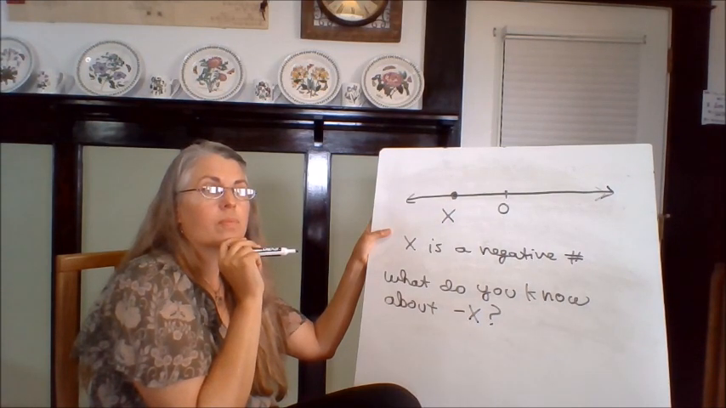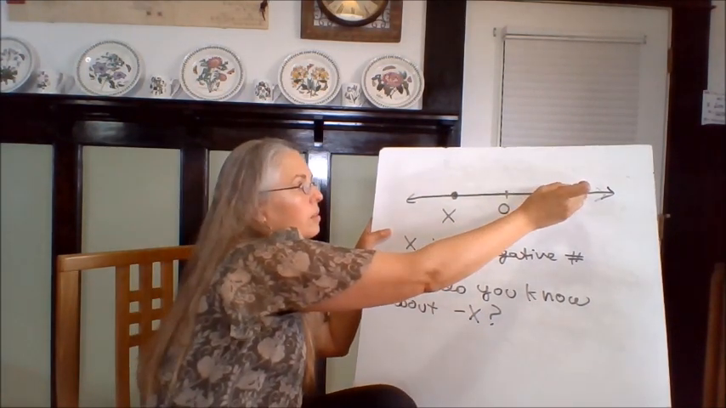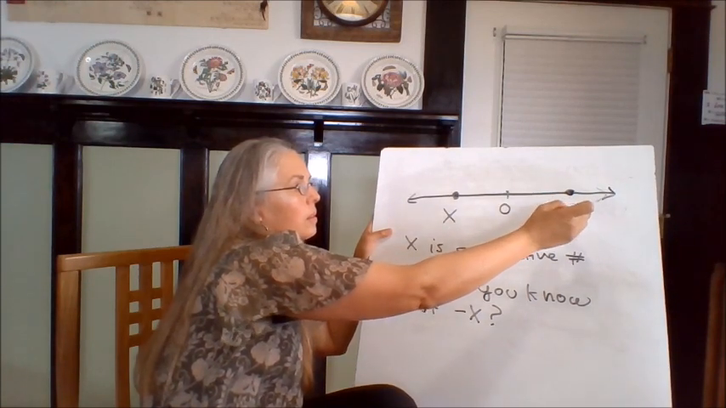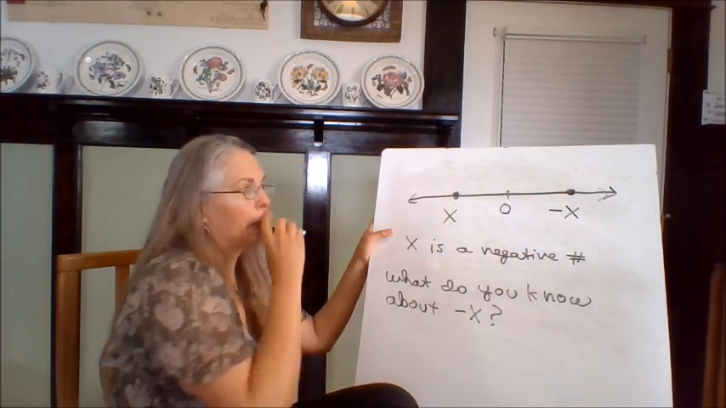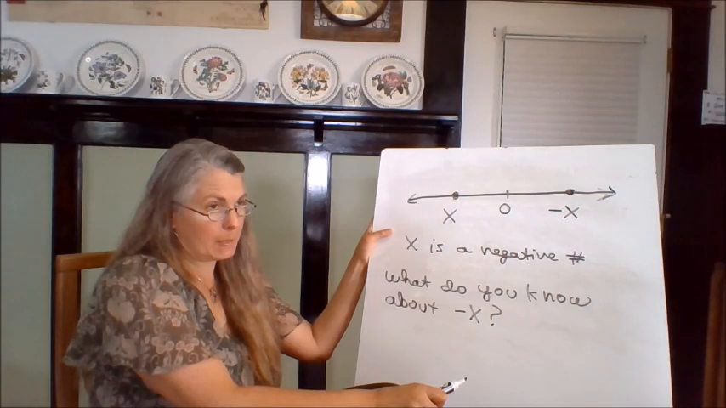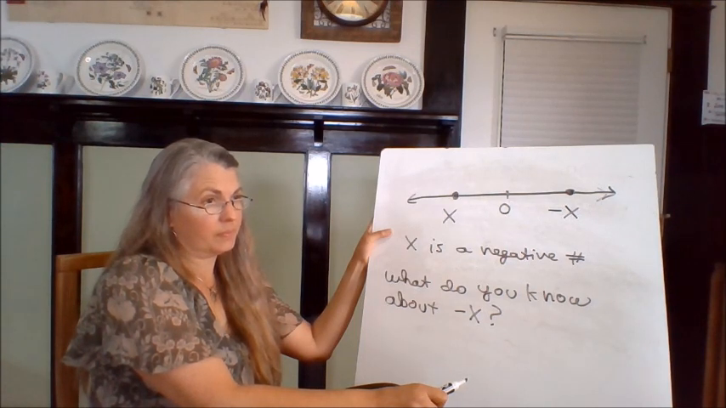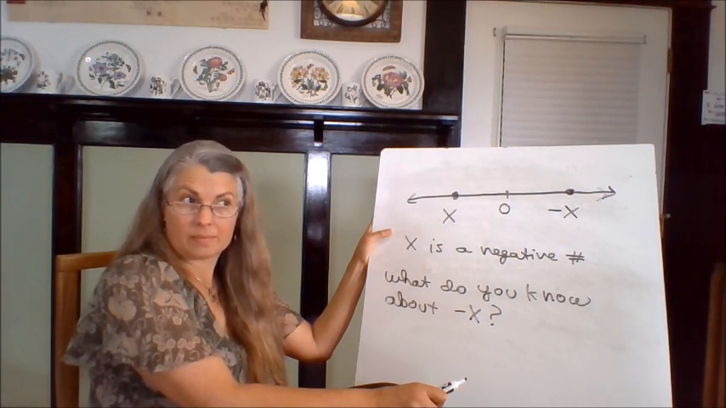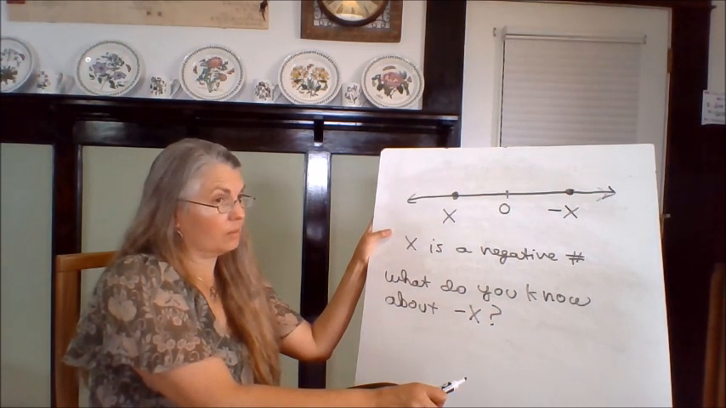On the other side of 0, right here. Should you say that that is the negative of x, or should you say it's negative x, or is it the opposite of x? Because when we were talking before, we said that a negative number is to the left of 0, and the opposite of a number, you flip it over 0.